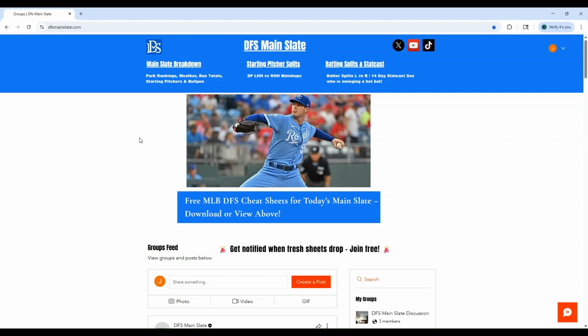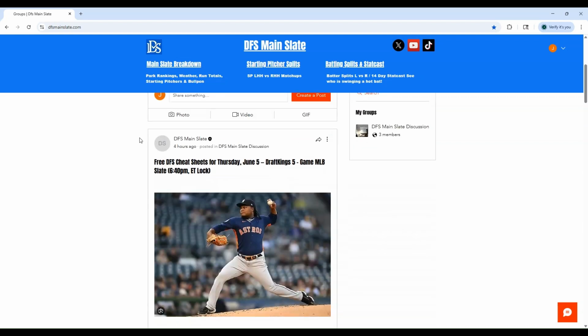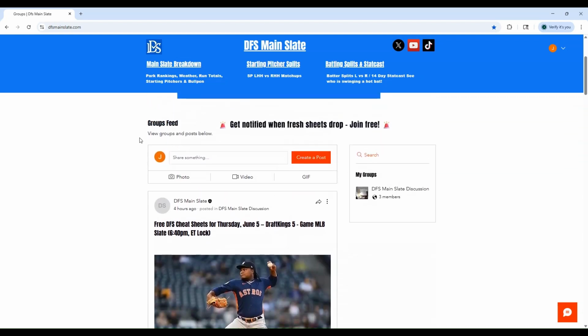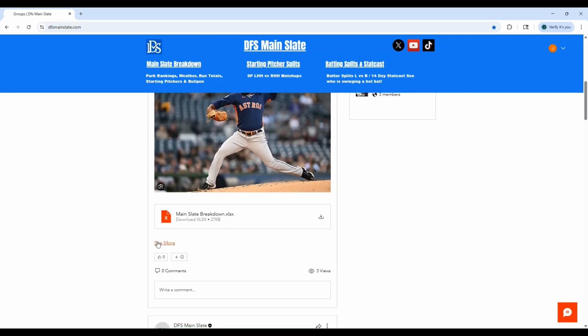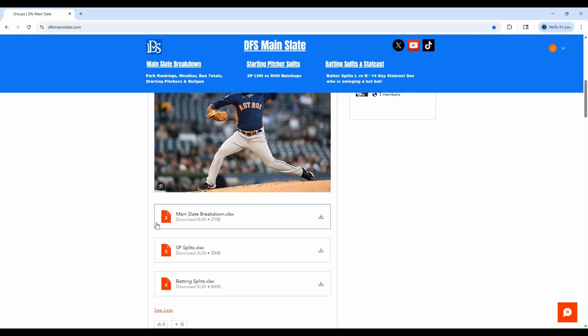First thing, this is our homepage that you're looking at. Down here, we just recently opened this up. This is our group feed. Whenever we drop our sheets, we'll drop them right here for you. If you sign up for our site, which is free, you'll get an email notification once these are available.